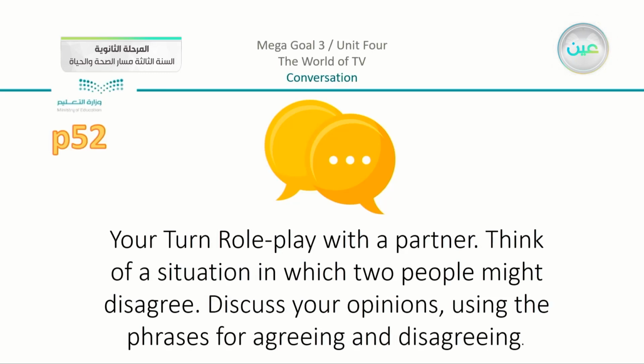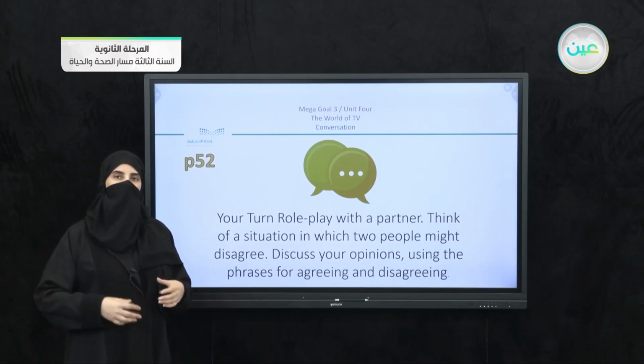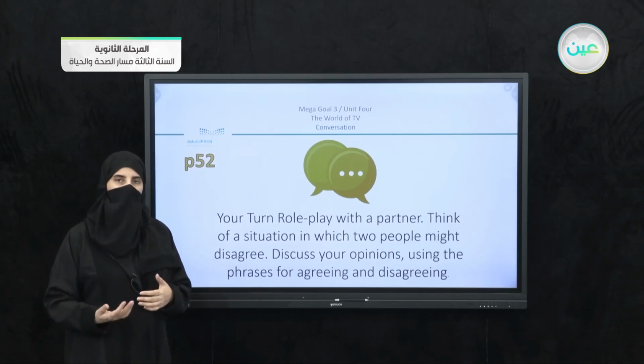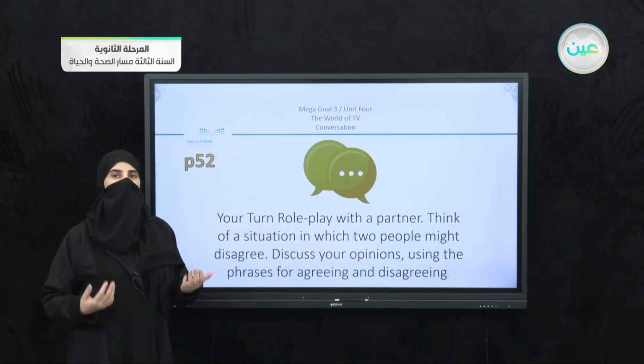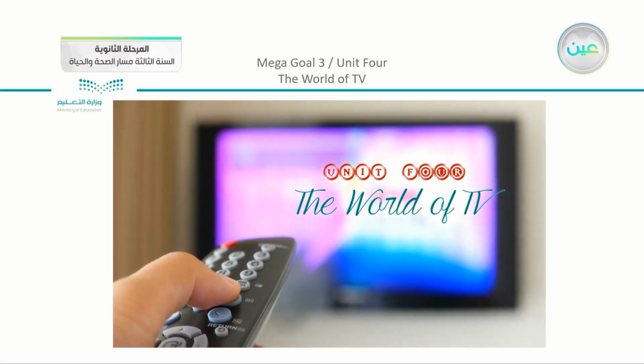Now we have on page number 52, you are asked to do "Your turn": role play with a partner. Think of a situation in which two people might disagree. Discuss your opinions using the phrases for agreeing and disagreeing. So from the conversation that we have here, we now know what each young man disagreed on and what he agreed on, reading the phrases that we have here, what he liked and what the other disliked throughout the conversation.